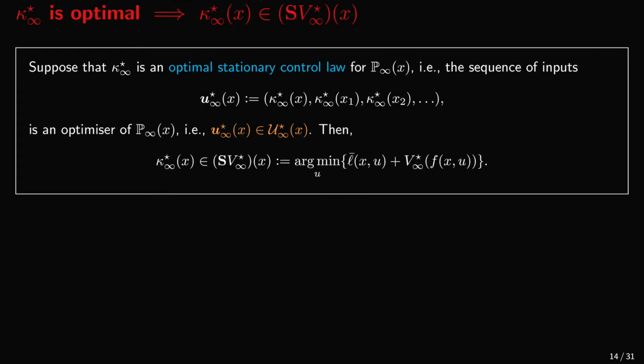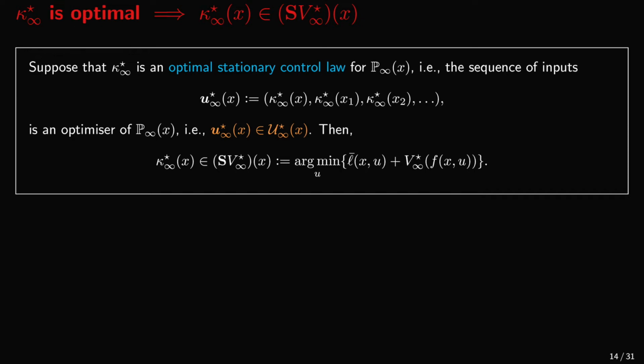Next, we shall prove an important property of the optimal control law kappa infinity star. Suppose that kappa infinity star is an optimal stationary control law for the infinite horizon optimal control problem. This means that this sequence of inputs is an optimizer of the infinite horizon optimal control problem. To put this differently, this means that u boldface infinity star is an element of u calligraphic infinity star.